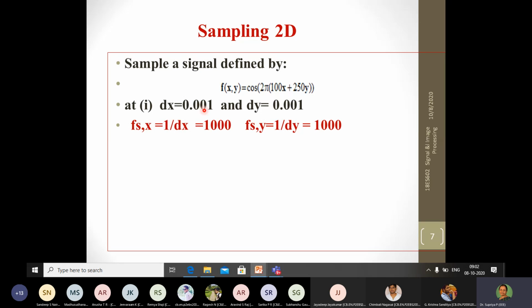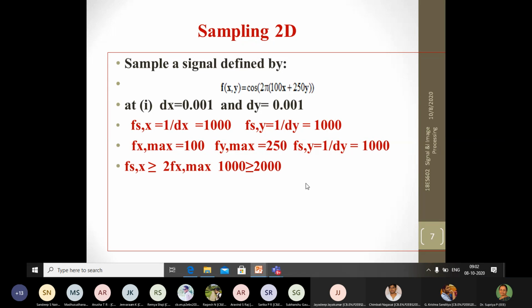So it is 1 by 0.001, which means it results in 1000. Same thing applies to fsy, so this also results in 1000. Next, we would like to know what is the maximum frequency in the x coordinate and in the y coordinate, thereby getting the values as 100 and 250. So we have got 100 and 250 here.